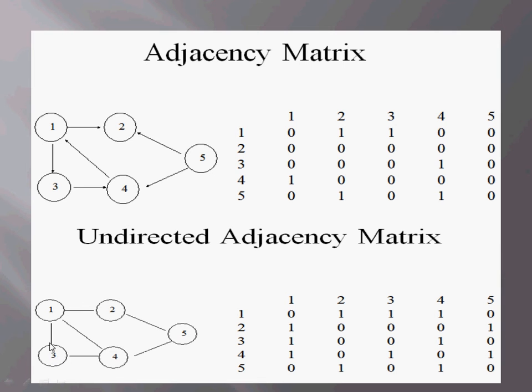3 has relation to 1 and 4. 3 has relation to 1, no relation to 2, no relation to itself, 0, and it has no relation to 5, 0. 4 has a relation with 5, 1 and 3. 4 has a relation to 1, no relation with 2, no relation with 4 itself, 0, and 4 has a relation with 5. So 5 has a relation with 2 and 4, so 5 has a relation with 1 and 2, all others are 0.